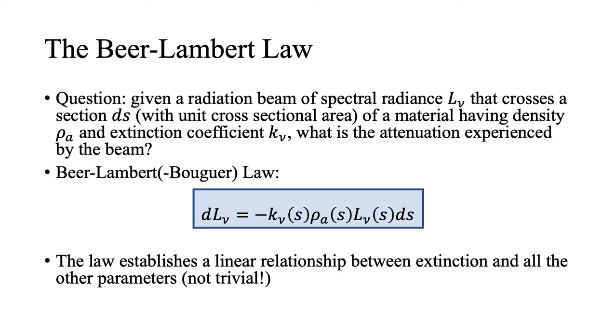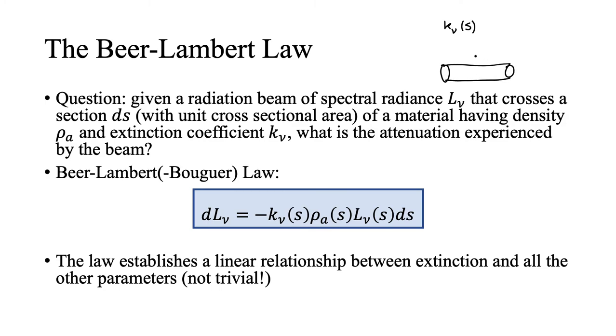So the main result of today's class is what we call the Beer-Lambert Law. The Beer-Lambert Law tells us exactly how to compute that dL nu, meaning the change in the spectral radiance of a beam of photons that is entering a particular medium. So let's suppose that you have a medium and this medium has extinction coefficient k nu. Let's say that this is even dependent upon the position where you are. Okay, so let's say this is the medium.